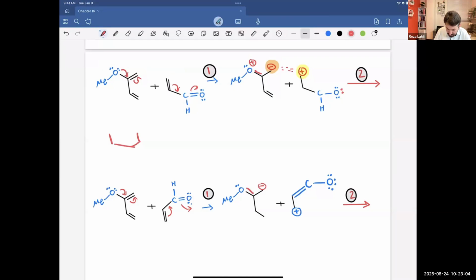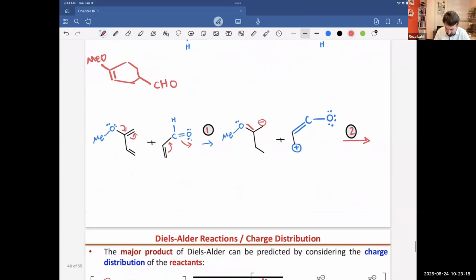Let's draw the final product. So I get a methoxide group here, double bond there, and the aldehyde will be down there. While this one is going to give me methoxide here, double bond there, and CHO is going to be there. So which one of them is going to be the major product? This one is going to be the major, and this one will be the minor product.